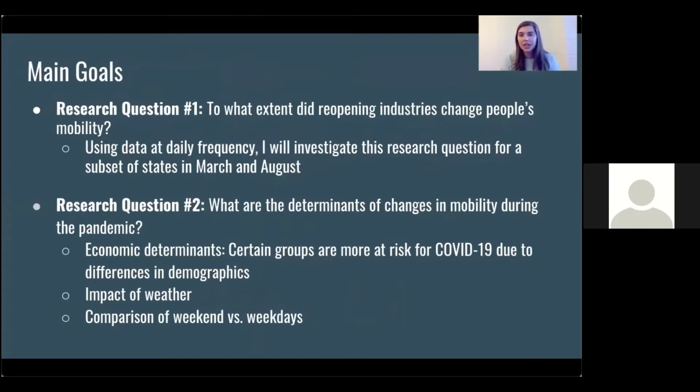I will investigate this research question for the states that I previously mentioned by tracking mobility data at a daily frequency. My second research question is, what are the determinants of changes in mobility during the pandemic? We have economic determinants where certain groups are more at risk for COVID-19 due to differences in demographics. We have the impact of weather, namely temperature, and we have a comparison of weekends versus weekdays.